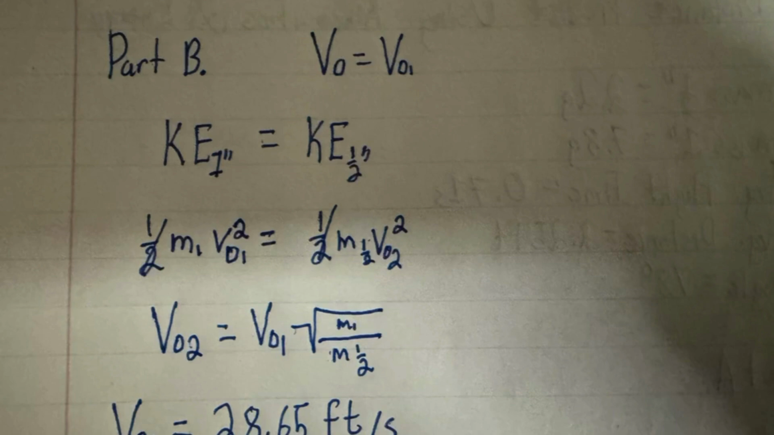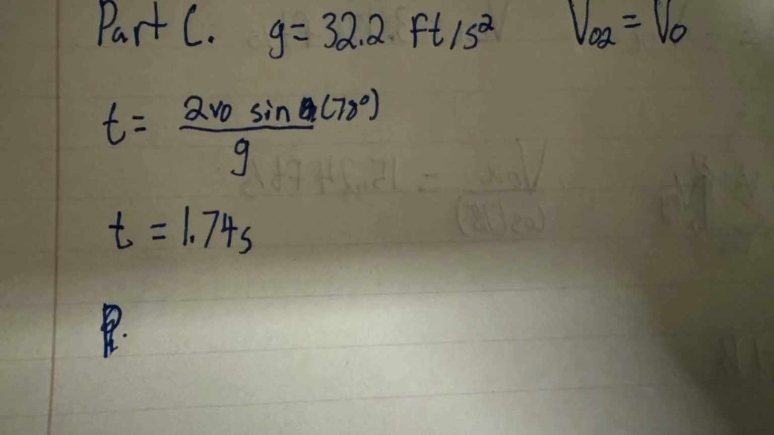In part B, we assume that the kinetic energy is going to be the same since we're using the same catapults, and by simplifying the equation, we get 28.65 feet per second. We then put that answer into a projectile motion equation that gives us the time of the flight.